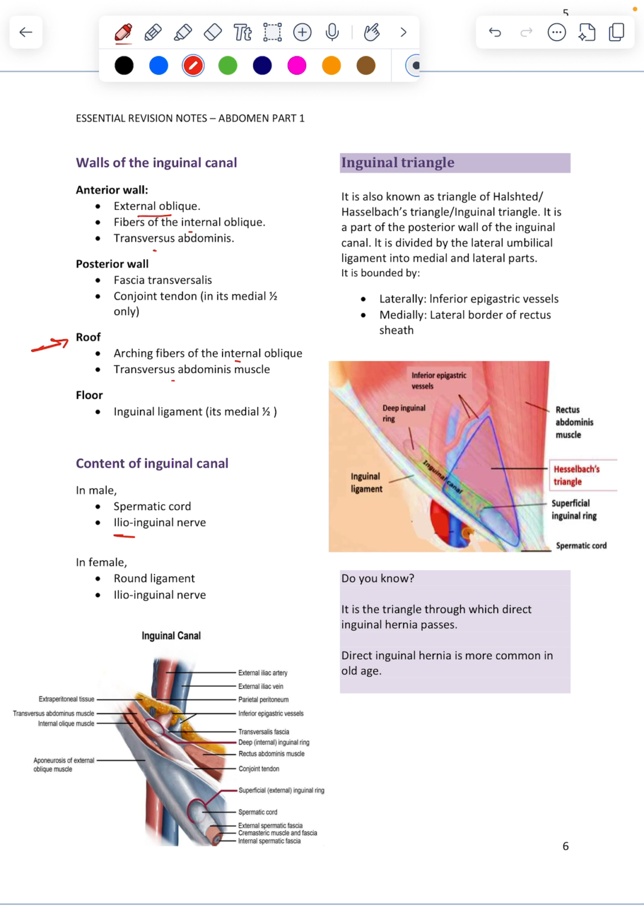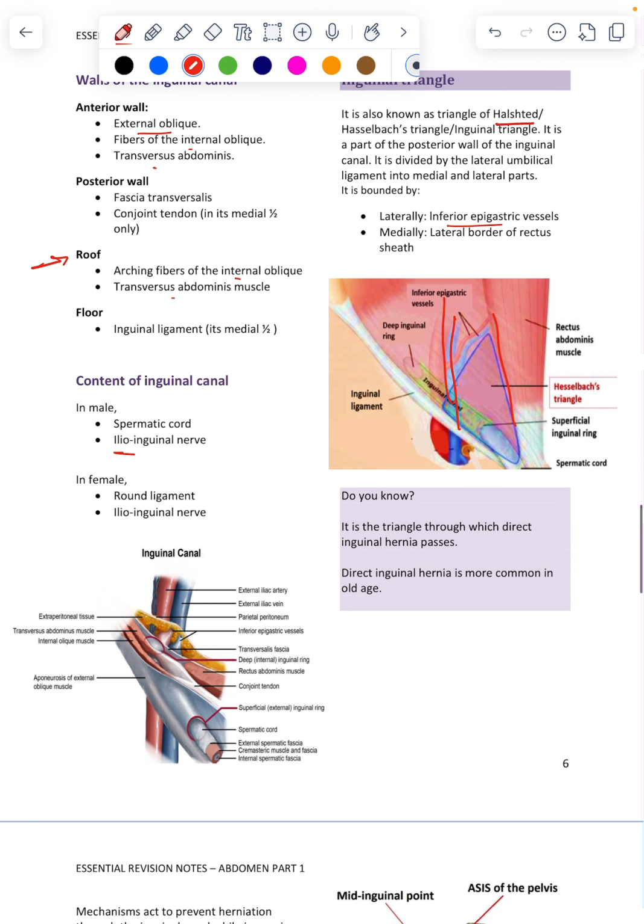Inguinal triangle is also called Hesselbach's triangle or Halsted's triangle. This is another name. Part of the posterior wall of the inguinal canal is divided by the lateral umbilical ligament into medial and lateral parts, bounded laterally by the inferior epigastric vessels. This is the inferior epigastric vessels. Medially is the lateral border of the rectus. It is a triangle through which a direct hernia passes. Indirect is more common in old age. So indirect has to be from the lateral side, and direct is directly here, medial to the ligament.